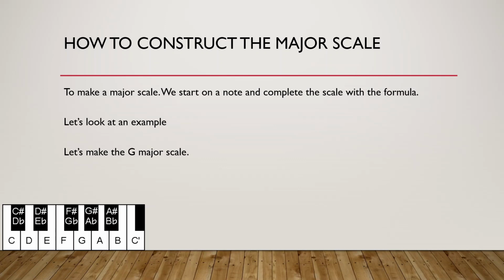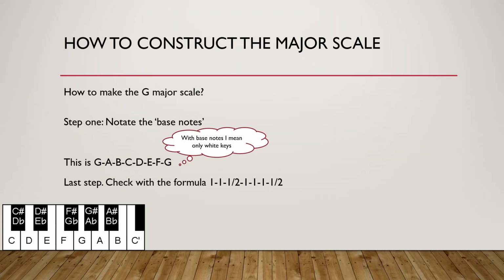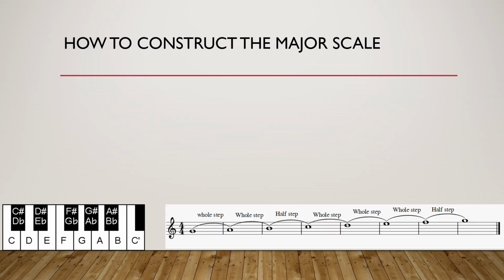So let's do an example. We do G major. Let's make the G major scale. So first we notate the bass notes, all the white keys, G, A, B, C, D, E, F, and G, and we will check if the formula is correct. So, do we have a whole step between G and A? Yes, because between G and A is a black key, so G, G sharp, A, or G, A flat, A, because of enharmonics. Two small steps, so this is a whole step.